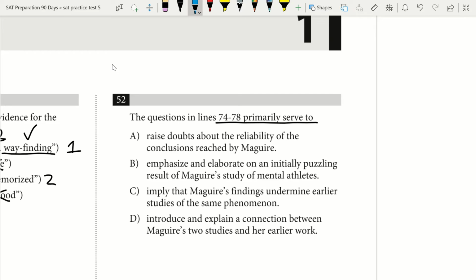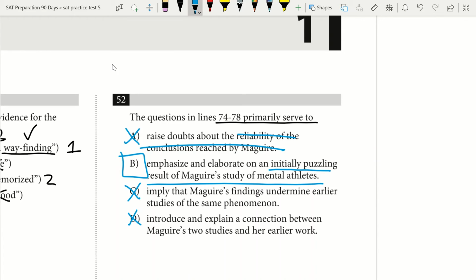We have option A, raise doubts about the reliability of the conclusions reached by McGuire. No, we're not raising doubts about reliability of conclusions. B, emphasizing and elaborating on initially puzzling results of their study of mental athletes. Yes. Initially we were questioning why they are using these parts of the brain that the London cabbies are using. So that would be our correct answer there, B for 52.